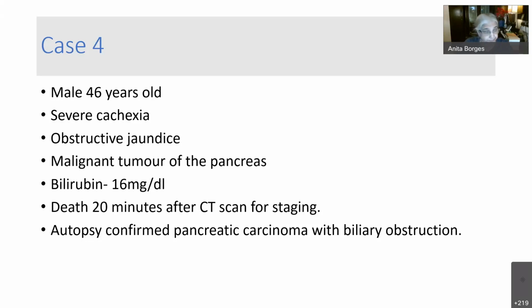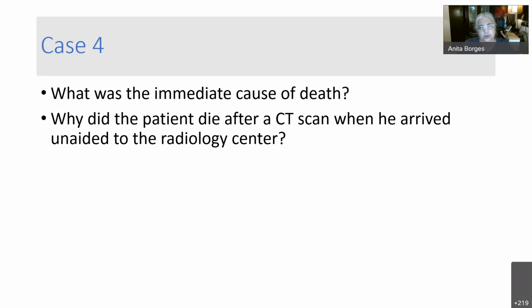The autopsy confirmed that he had a pancreatic carcinoma with biliary obstruction. Now, it's very easy to write the cause of death: pancreatic carcinoma with biliary obstruction, so it's taken that the man died of advanced carcinoma of the pancreas. But this was not an explanation that I could stomach, okay? What was the immediate cause of death? He came there to have a CT scan for staging his pancreatic carcinoma. And why did this patient die when he arrived unaided to the radiology center? That means he came unaided to the hospital to have his CT scan. There had to be something else, okay?